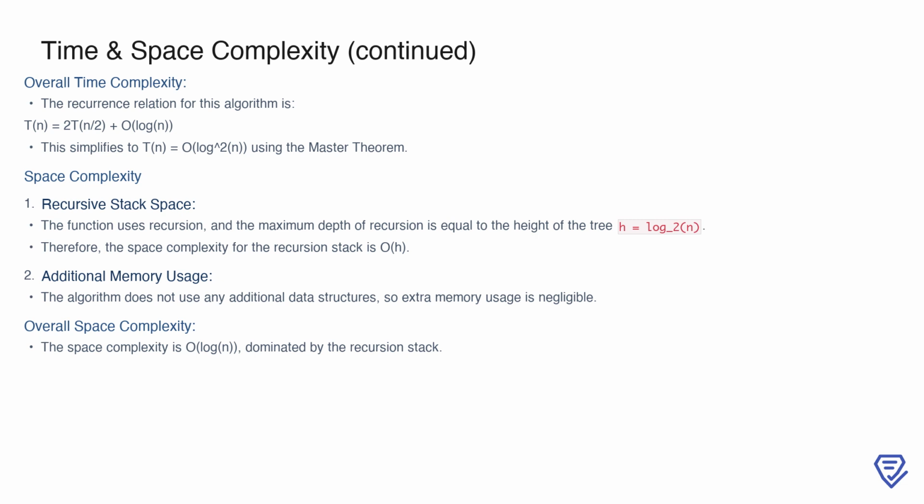Now, for space complexity, the primary consideration is the recursive stack space. Since the maximum depth of recursion corresponds to the height of the tree, which is h equals log_2 n, the recursion stack requires O(h) space. Additionally, the algorithm does not use any extra data structures, so the additional memory usage is negligible. Combining these, the overall space complexity is O(log n), dominated by the recursion stack.